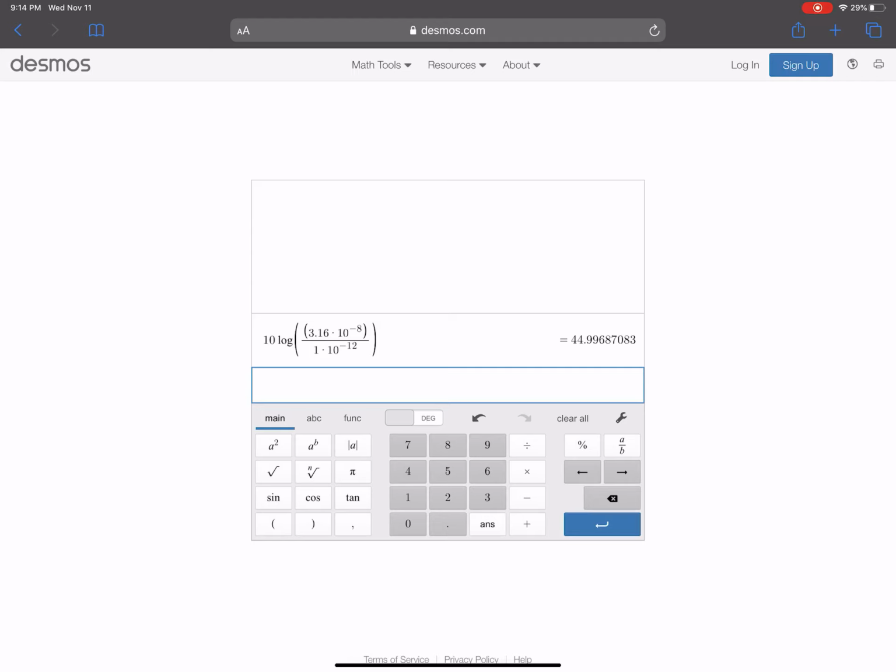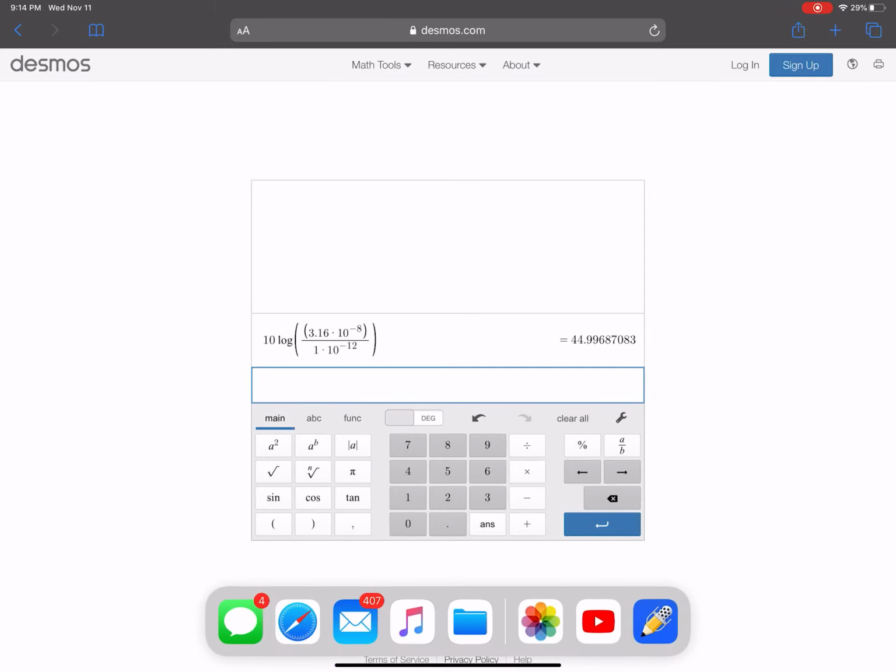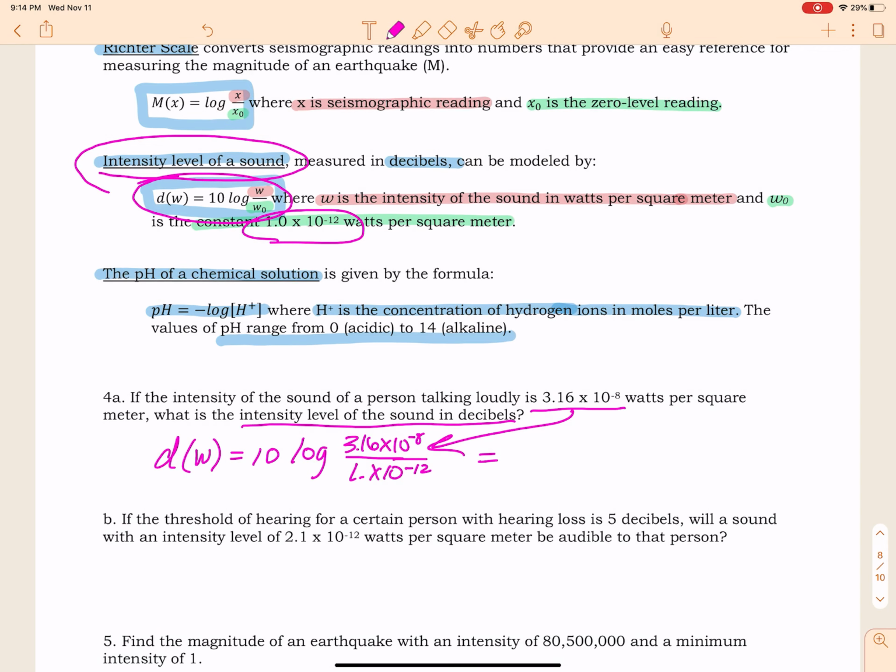And that is my answer, 44.9968, and so on. Okay, so 44.997 is what I'm going to write. 44.997, and this is an approximate value. So that's going to be the intensity level of sound in decibels.